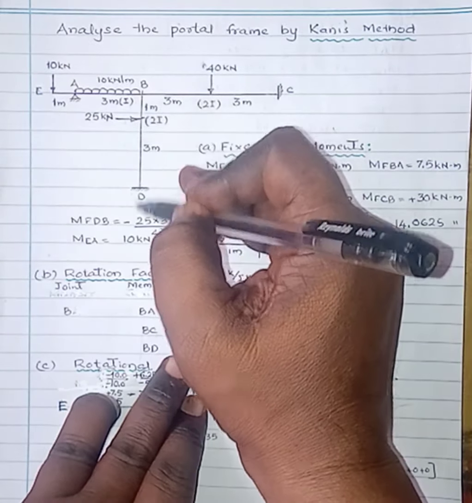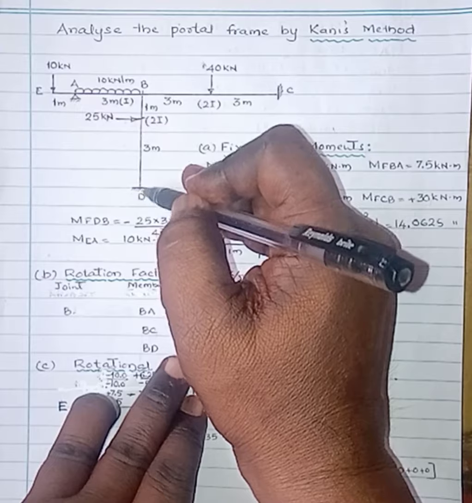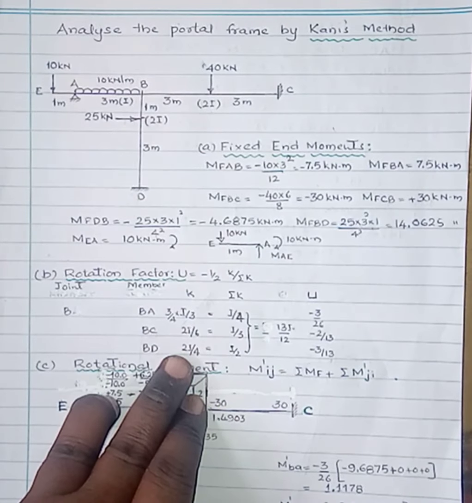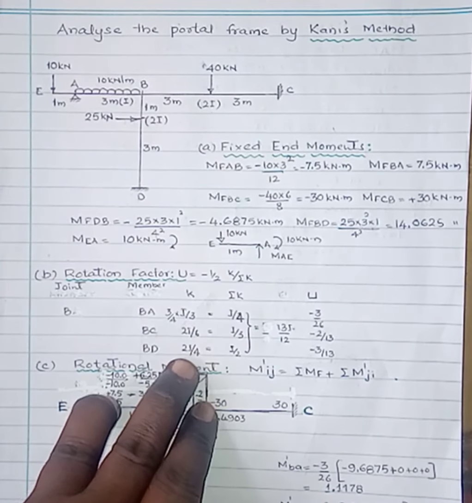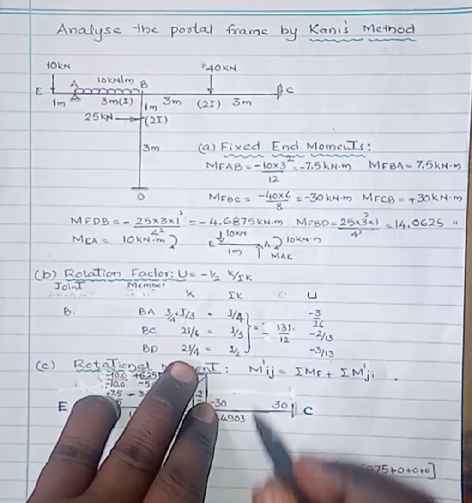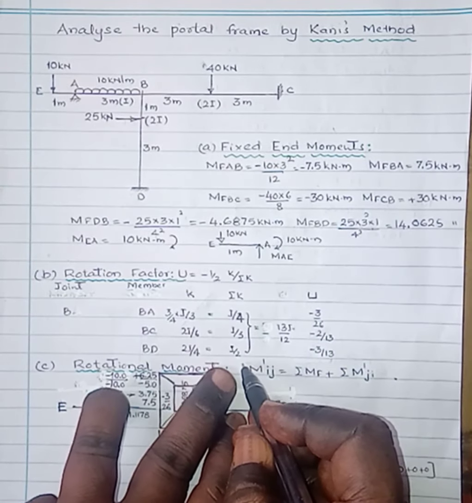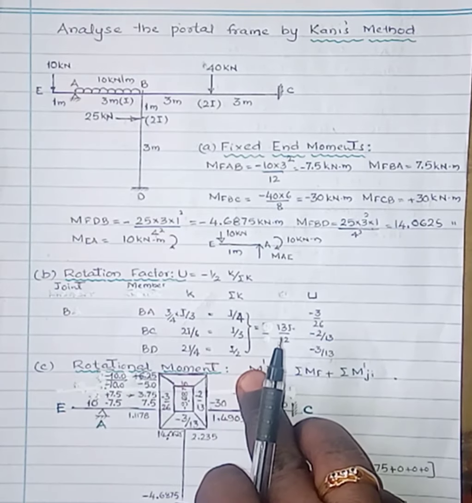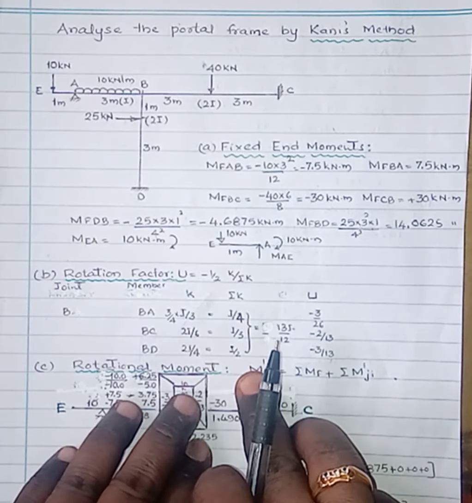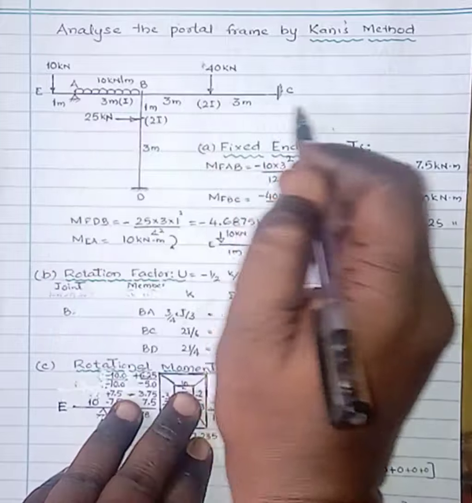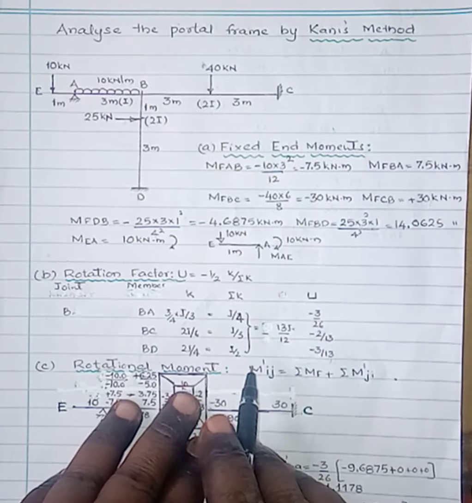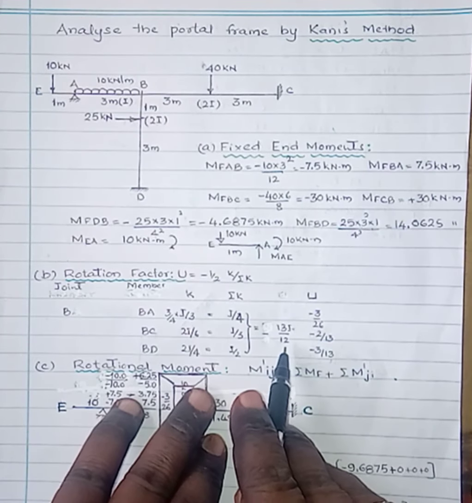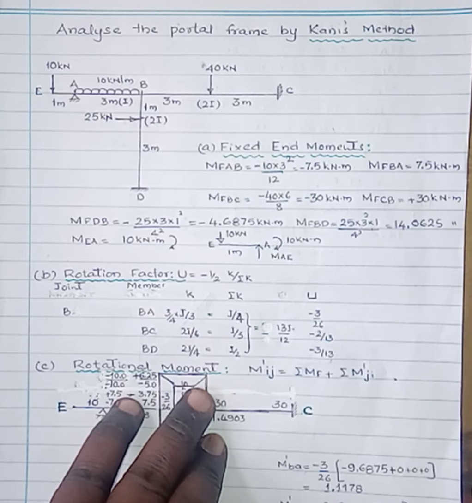With respect to B, D is either continuous or fixed. It is fixed. Hence the moment of inertia is 2I, the length is 4 meter, 2I by 4, that is I by 2. The summation of the relative stiffness values at joint B, KBA, KBC, KBD, equals 13I by 12.